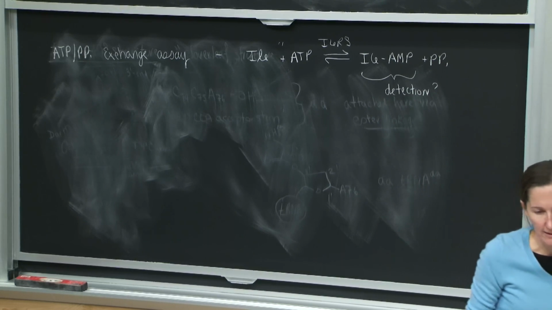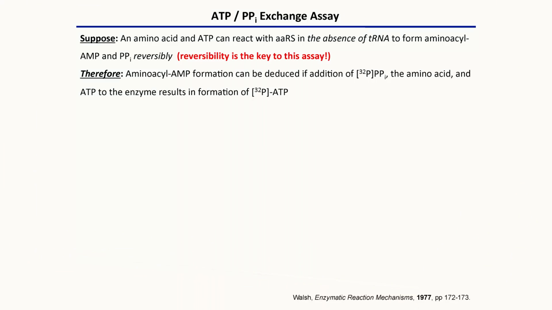Okay, it's not so easy, and we need an assay. And this is some of the background towards the development of this assay. So we need to suppose that our amino acid and ATP react with the aminoacyl tRNA synthetase in the absence of tRNA. Okay, and that's indicated by step 1 more or less, but that doesn't show it experimentally. So in the absence of tRNA, this amino acid and ATP react with the enzyme, and they form the aminoacyl AMP intermediate and PPi. And they do this reversibly.